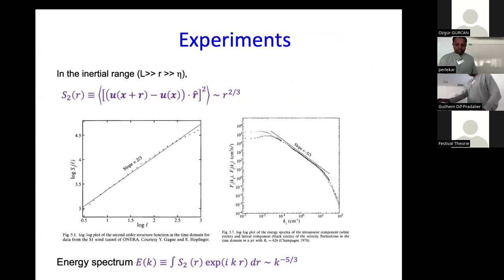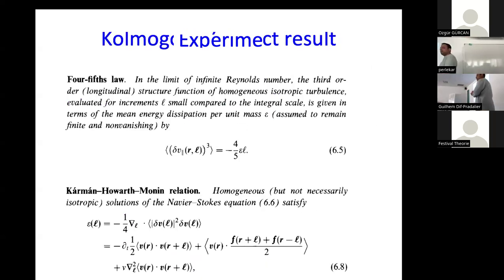And the genius of Kolmogorov was that he went ahead and proved an exact relation. More or less, at least in homogeneous isotropic turbulence, this is the only known exact relation, where one shows that the third order longitudinal structure function scales as -4/5 epsilon L. L again here is the separation between two points.